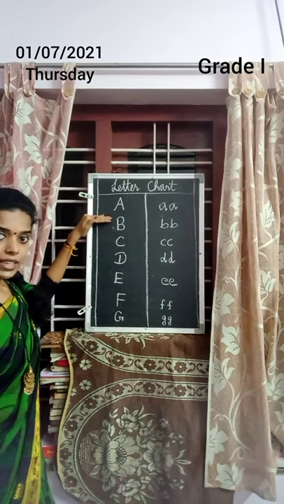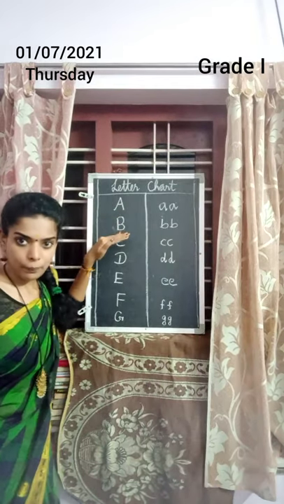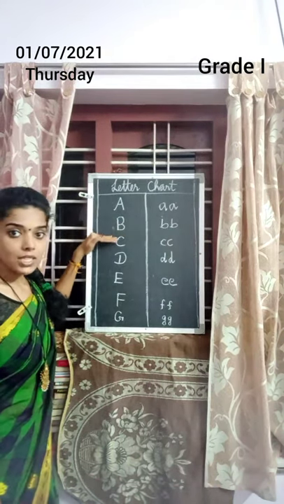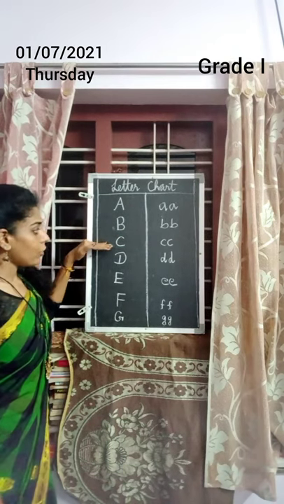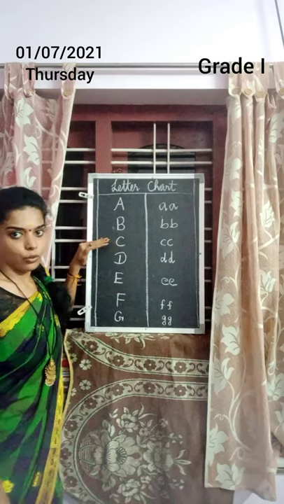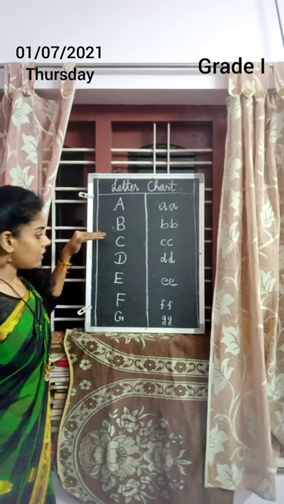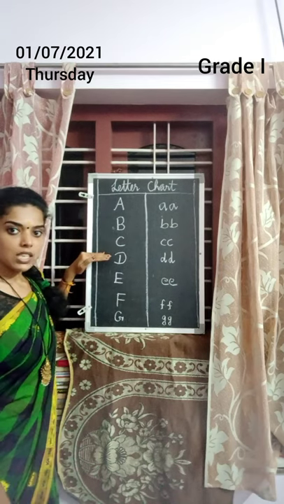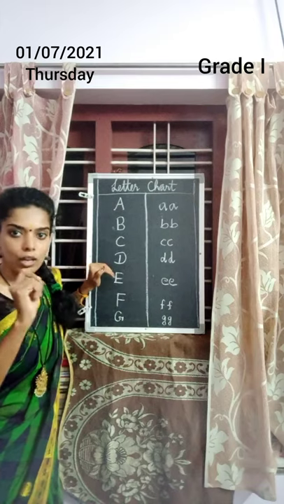The sound of A is A. For example, apple. The sound of B is B. Bus. Boy. The sound of C is K. The example is cat. Kite. The next alphabet is D. The sound of D is D. Example is dog. Dolphin.